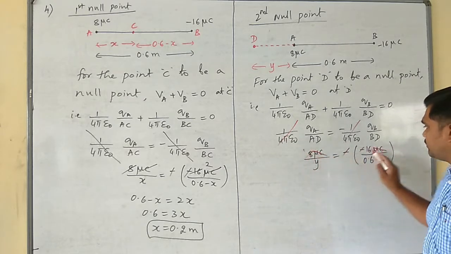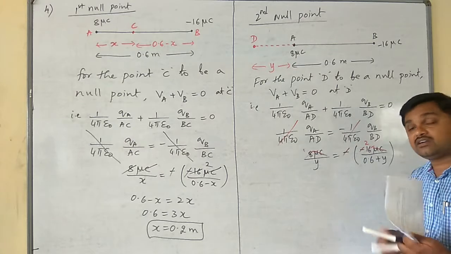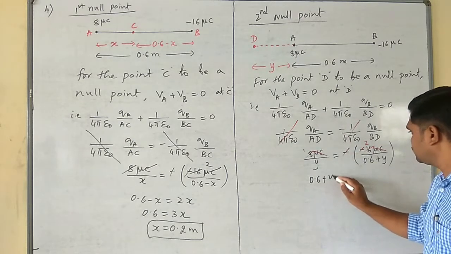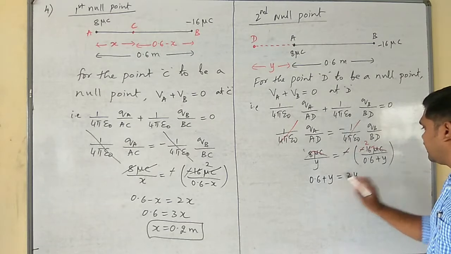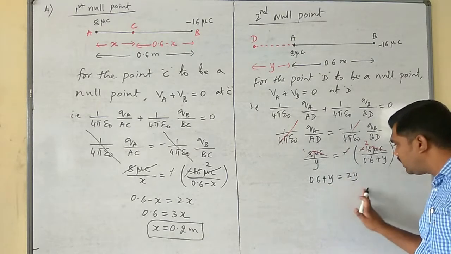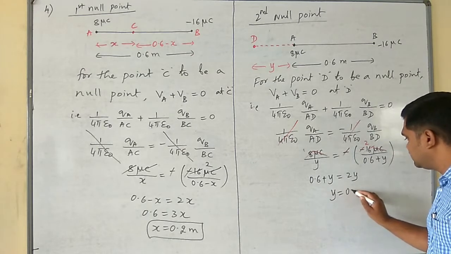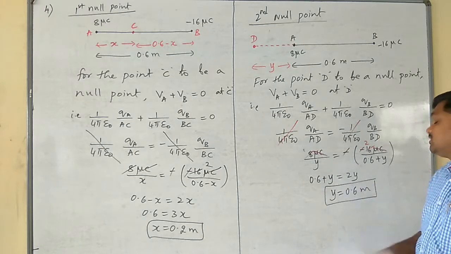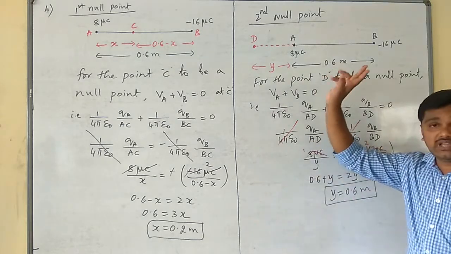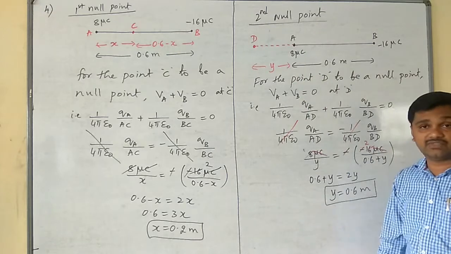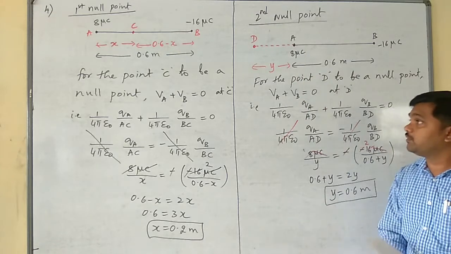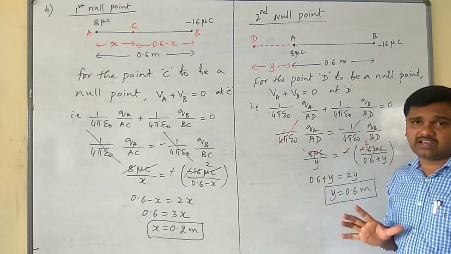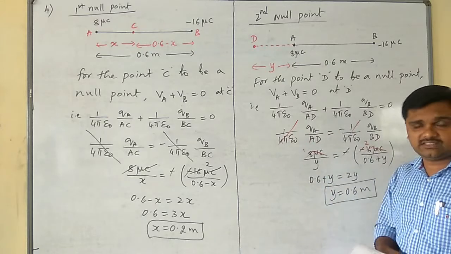Microcoulomb cancel. 8 ones are 8 twos are. On direct cross multiplication, we get 0.6 plus Y is equal to 2Y. Otherwise, if you transfer this Y to RHS, it becomes Y is equal to 0.6 meter. And I have measured this 0.6 meter from the charge with the smaller magnitude, that is 8 microcoulomb. Okay, so this is, as I said earlier, the most important numerical problem which comes in this chapter.